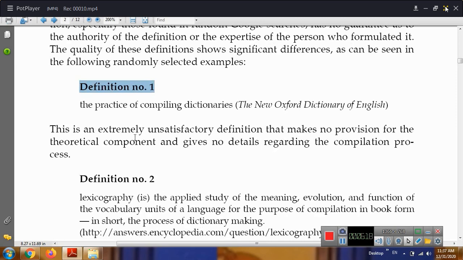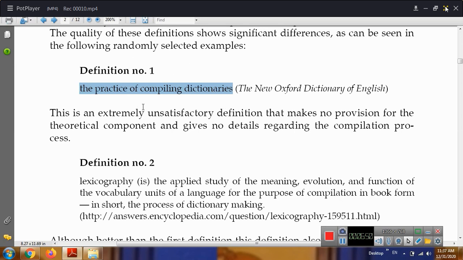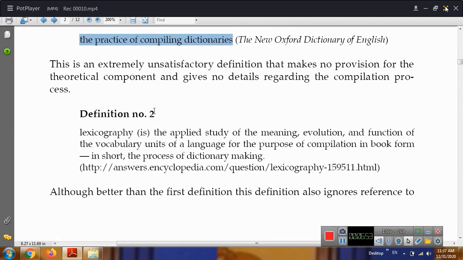Definition number 1: the practice of compiling dictionaries. It is one definition about lexicography in general sources. You should mention the definition in your summarization. This is an extremely unsatisfactory definition that makes no provision for the theoretical component and gives no details regarding the compilation process. The practice of compiling dictionaries. It is one of the definitions of lexicography.